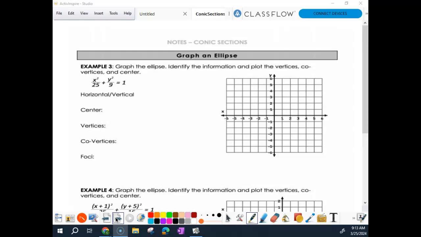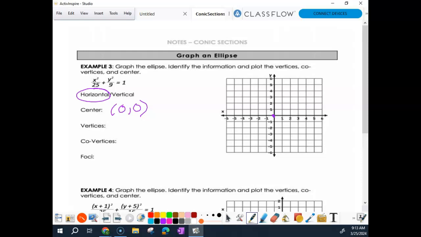Okay. So if I look at the equation, is this horizontal or vertical? And how do I know? Why do you think horizontal? The 25 is under the X. The 25 is bigger, so that makes it horizontal. Okay, what's my center? 0, 0. There's my center.